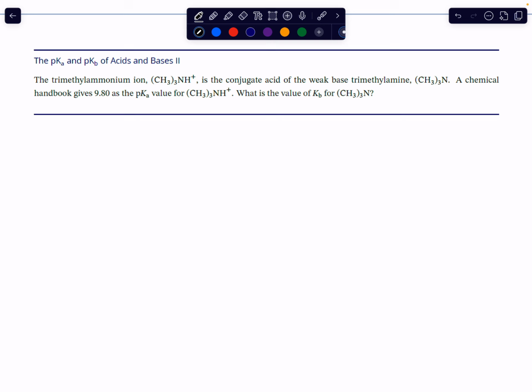Let's write this down a bit clearer for ourselves. The pKa is 9.8 for (CH3)3NH+. What we ultimately want to get to is the Kb of the base that gives this. So what is the relationship between the trimethylammonium ion and the weak base trimethylamine?